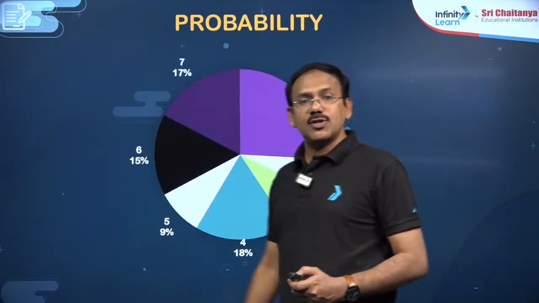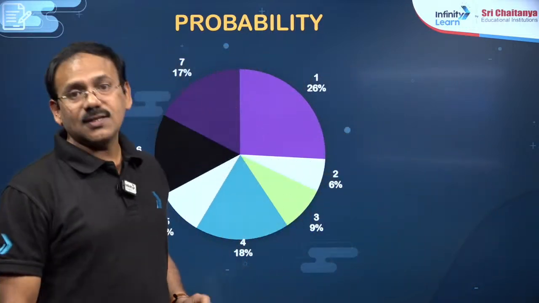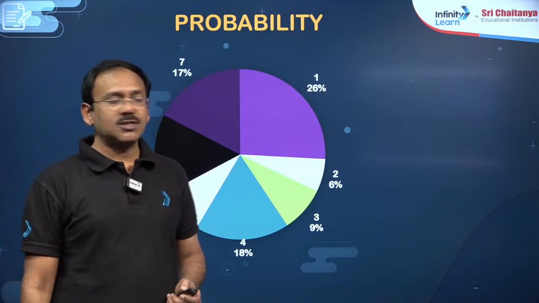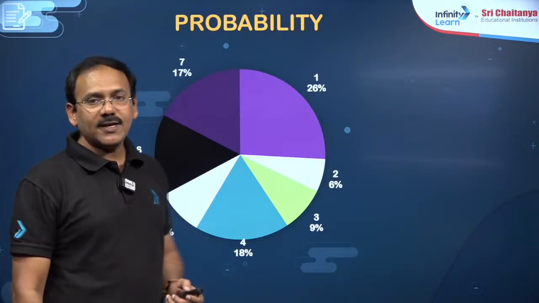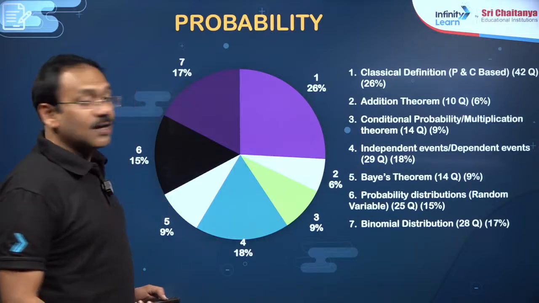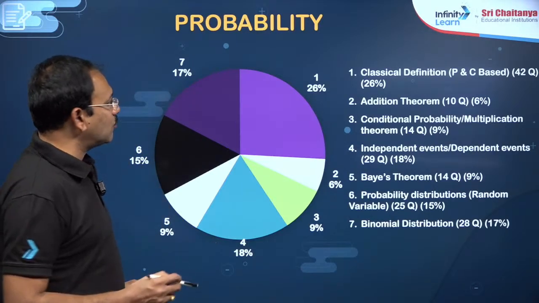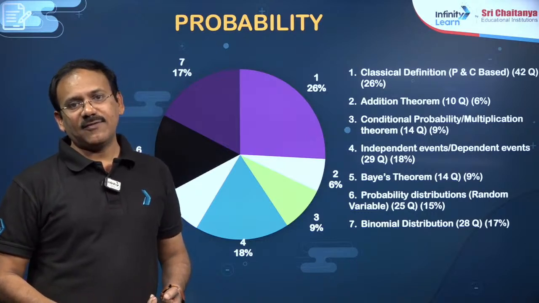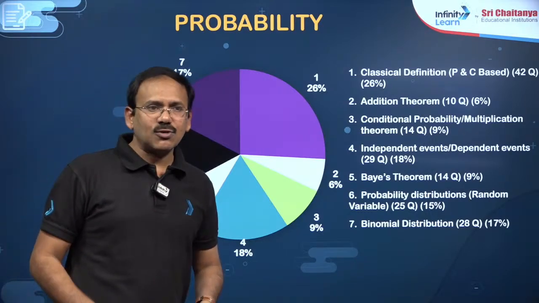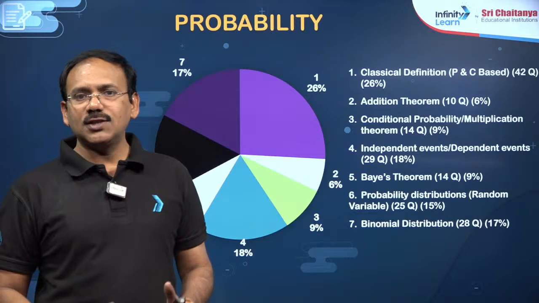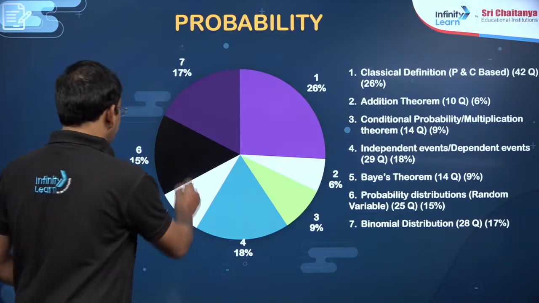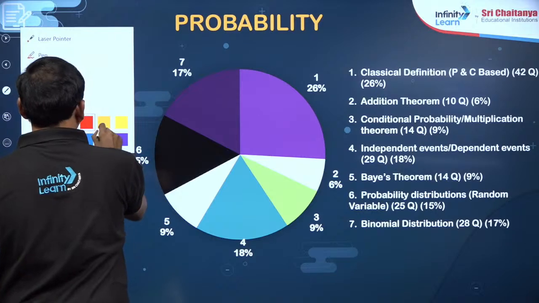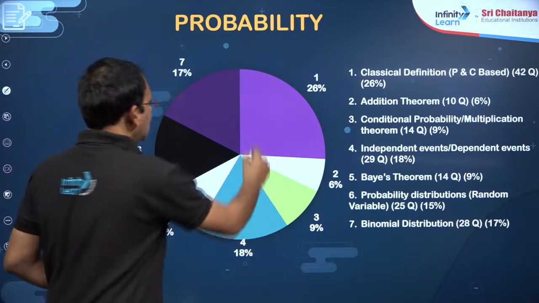Now we'll see the distribution of previous year questions. I have taken the last 14 to 15 years of questions, 2010 to 2024. Of these, my dear friends, you can see the first one, classical definition related questions, there are 26%. That is about 1/4, my dear friends. That means to answer these questions, definitely you need some sound knowledge of permutation and combinations, because basically these are permutation combinations related questions only, dear students.